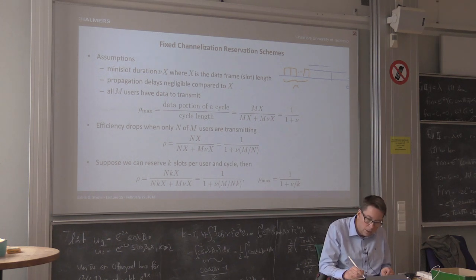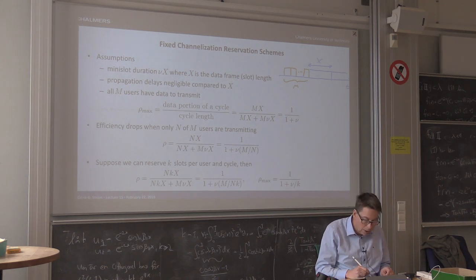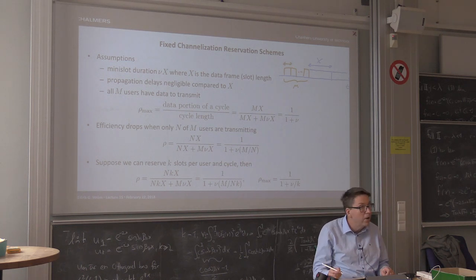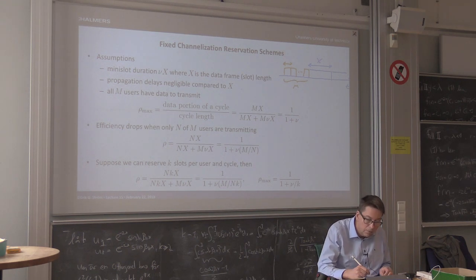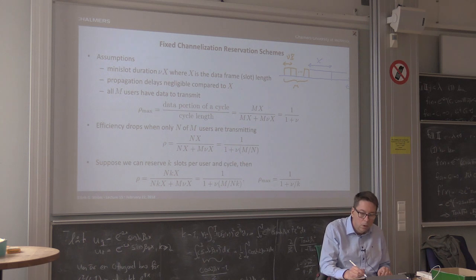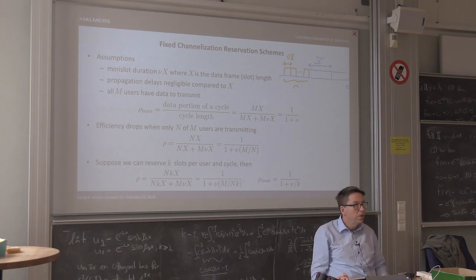And the extent of a data frame is X seconds. And the extent of a reservation slot is some fraction of this, typically a much smaller fraction if this is going to ever be any efficient. And that fraction is nu times X. So that's the size of the mini slot. And we have the frame size X as usual.